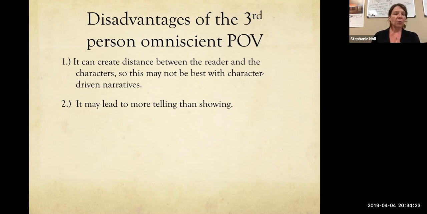Which goes to this point: read your genre, know your genre, and study the point of view and think about why that person made that choice. How does the point of view fit the story? And then see if those answers help you as you're considering your own point of view.